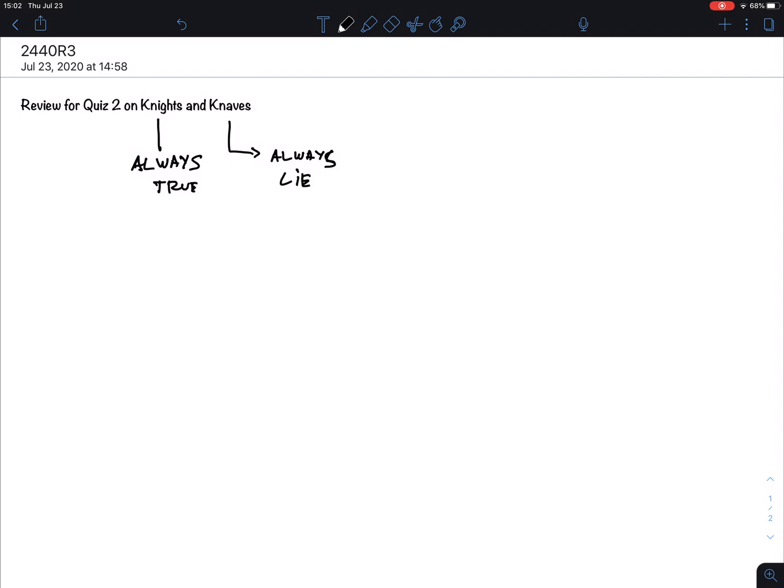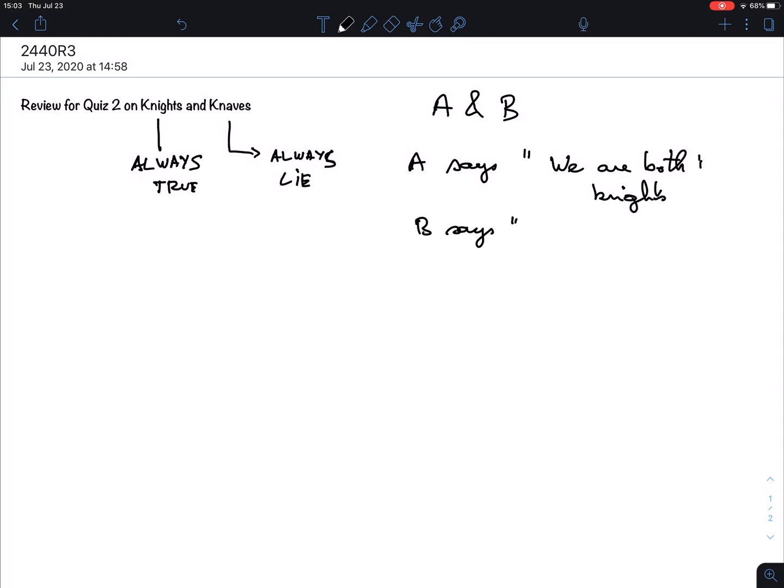Okay. So here you encounter two people, A and B. You could add more people and make it much trickier, but let's do A and B. So A says, we are both knights. And B says, sometimes only one of them says something, right? But now both speak. B says, A is a knave.